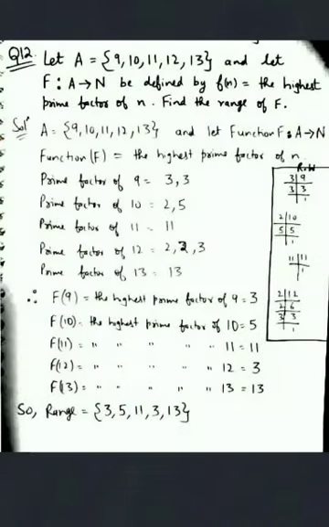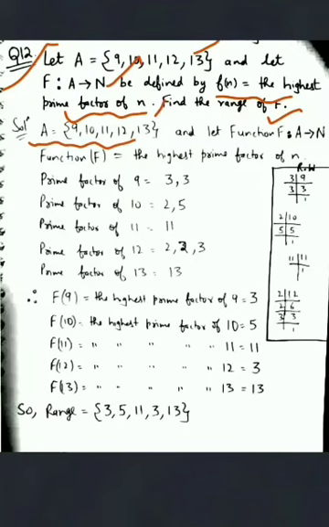Now see, this is your last question. That's question number 12. Let A equal to {9, 10, 11, 12, 13}, and let f have domain A and range N, defined by f(x) equal to the highest prime factor of x. X is the element. Find the range of the function. Now you have A equal to 9, 10, 11, 12, 13. The prime factor of the element 9 is 3, 3, and the prime factors of 10 are 2, 5, and of 11 is 11, and of 12 are 2, 2, 3, and of 13 is 13.